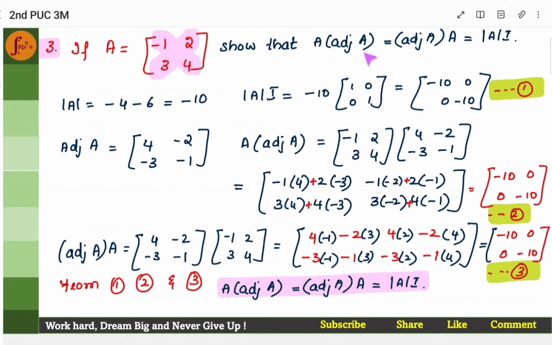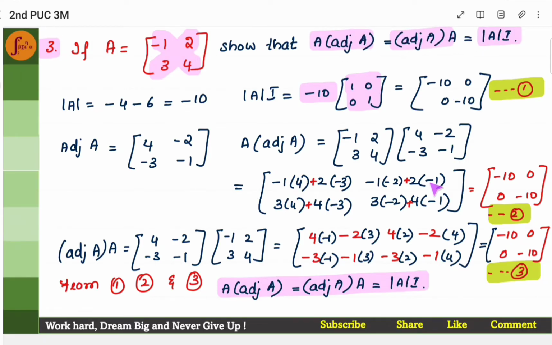So here in this expression, you take matrix A, multiply with adjoint of A. So matrix A is the first matrix. In second expression, adjoint of A is the first matrix. And then you have to prove that it is equal to determinant of A into identity matrix, right? So you'll have to take a 2 by 2 identity matrix, which is this one, right? Diagonal elements are 1 and other elements are zeros. And then you have to multiply with the determinant. You have to prove that all these expressions give the same matrix.